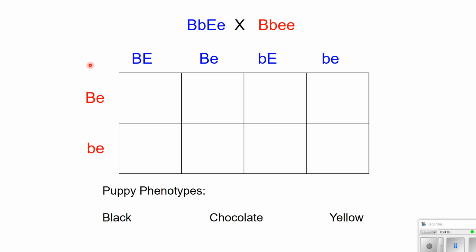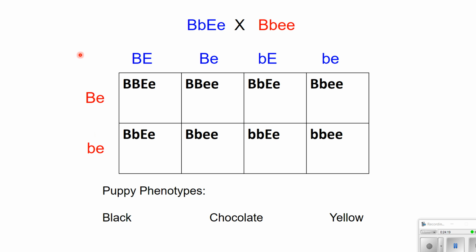So even though this is a Punnett square, I didn't fill in all 16 boxes. I could have, but that really would have been a waste of time. I can see all of the possible combinations of sperm and eggs just with an 8-box Punnett square. And so here is the solution. These are the 8 possibilities.